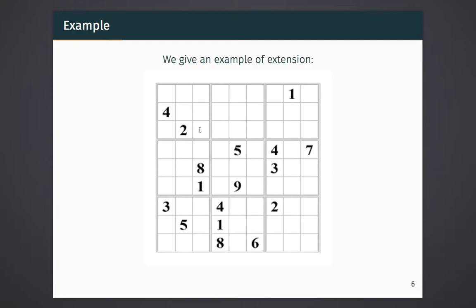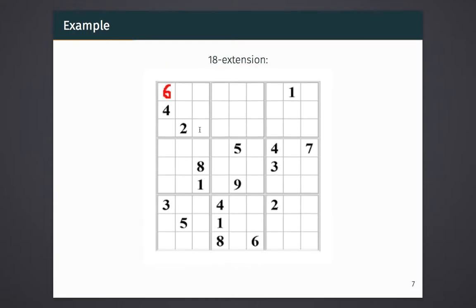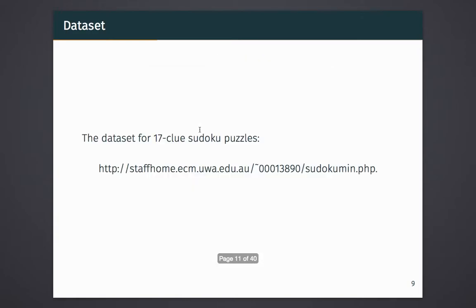Let's see an example. This is a 17-clue Sudoku puzzle. And if we give the number of the first grid, then we get an 18-clue extension of it. And if we offer the two numbers for the two grids, then we get a 19-clue extension of it. And this is our data set.